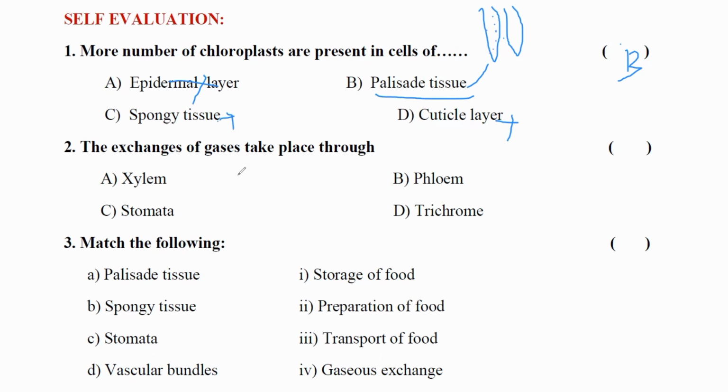Next, the exchange of gases takes place through the stomata. C is the right answer. Stomata are natural openings through which gases are exchanged.